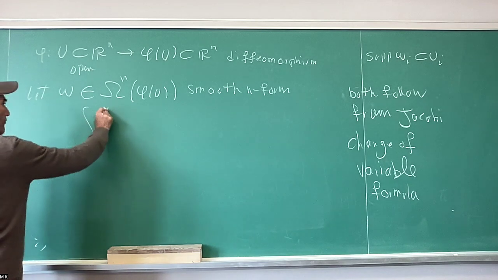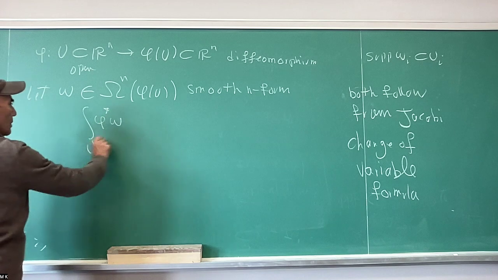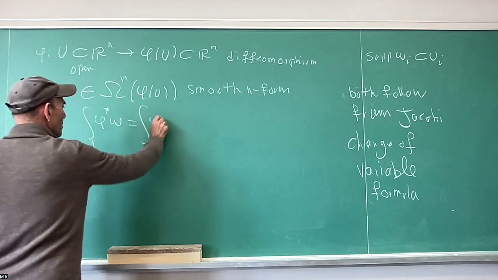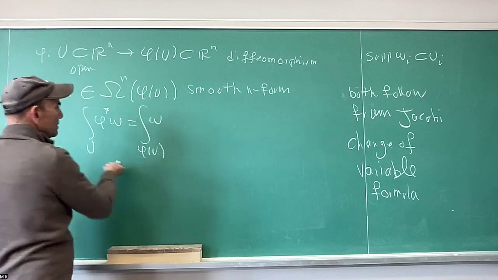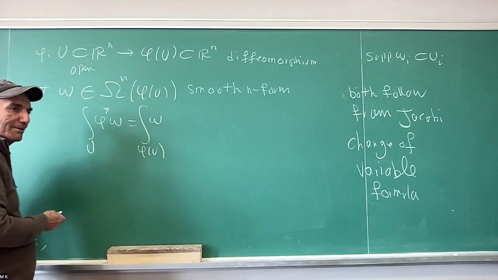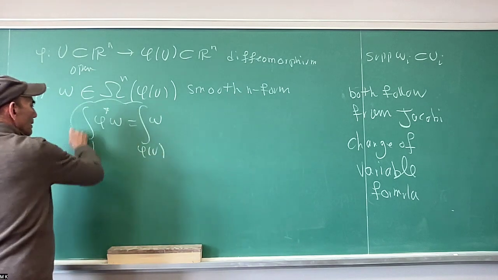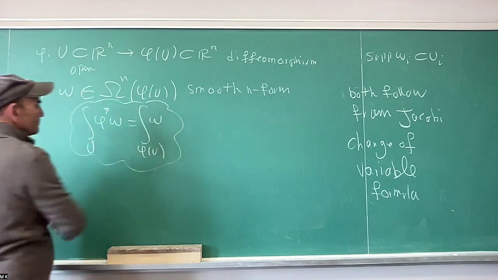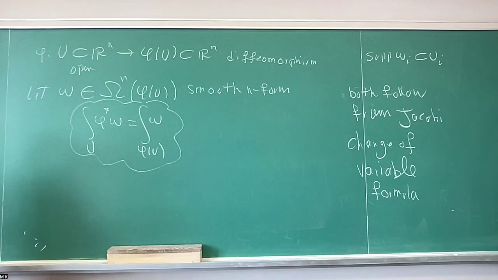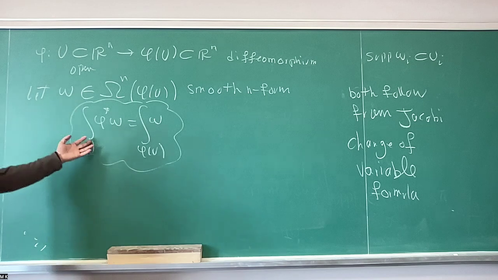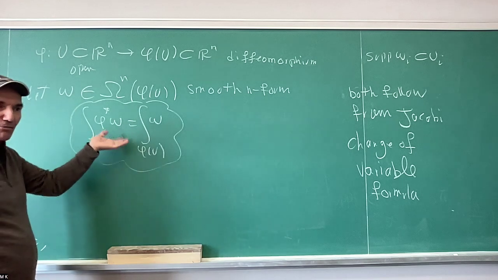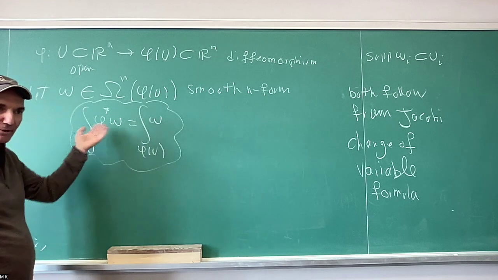The integral of phi star of omega over U is equal to the integral of omega over phi of U. Isn't that beautiful? To write it like that? I mean, you can never forget this. Because you pull back, you integrate. So this is invariance of integration with respect to diffeomorphisms.